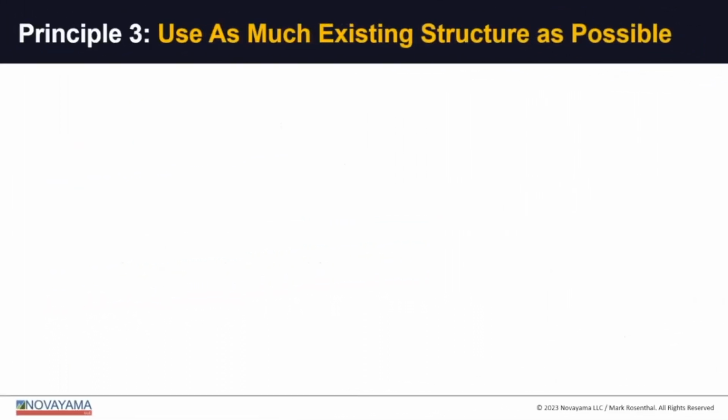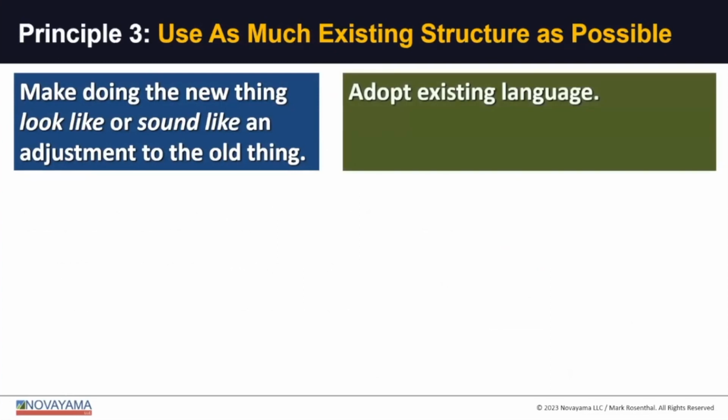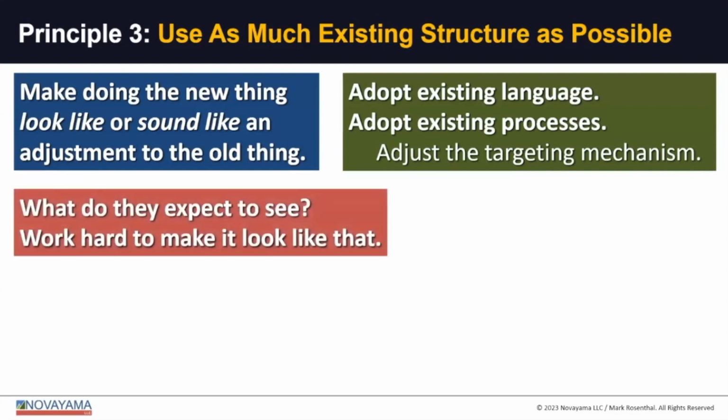Principle 3, use as much of the existing structure as you possibly can. One of my principles is make doing the new thing look like or sound like an adjustment to the old thing. If you can do this, you will make a lot more progress. If you can adopt existing language, adopt existing processes, and adjust the targeting mechanism so that maybe it's working on clumping closer to the right thing. So what do they expect to see? And work hard to make it look like that.